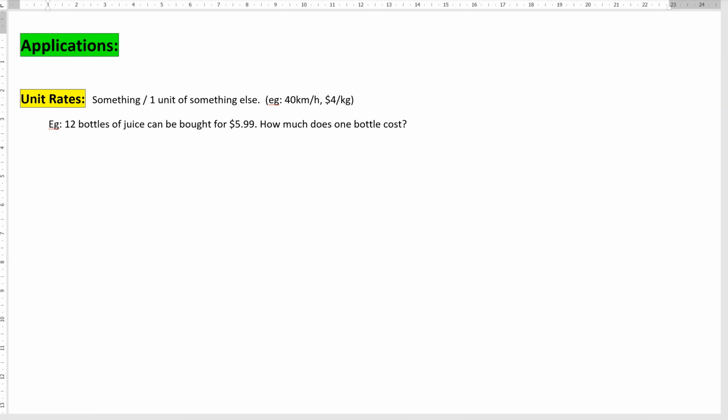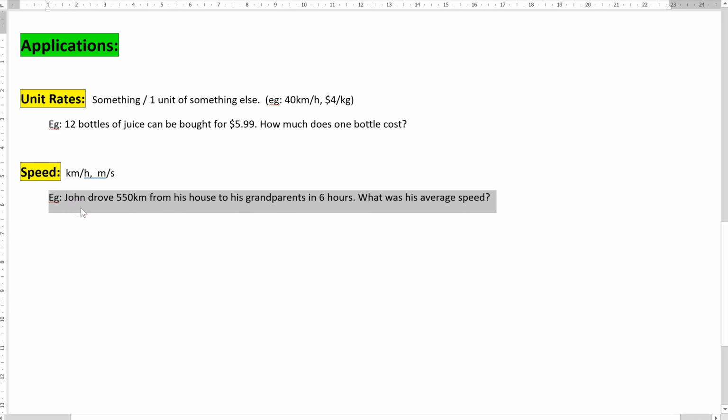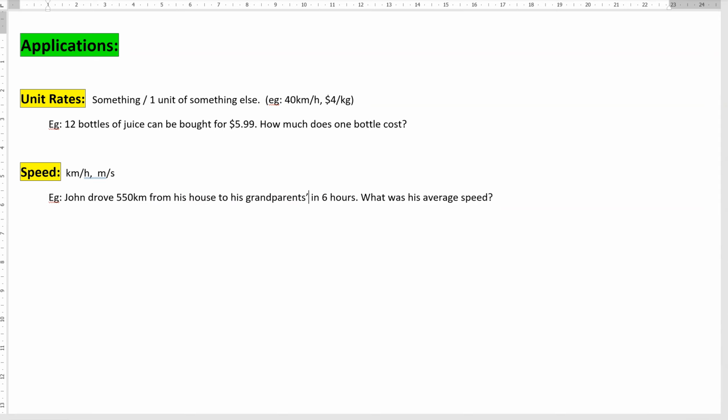Another application would be speed. That's very common. Kilometers per hour. Remember, you're going to divide the distance by the time. Or it could be meters per second or miles per hour. Example, John drove 550 kilometers from his house to his grandparents in 6 hours. What was his average speed?